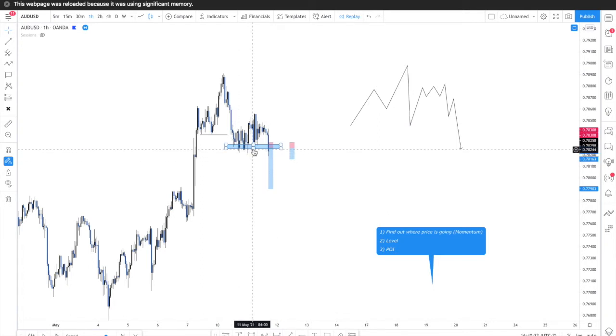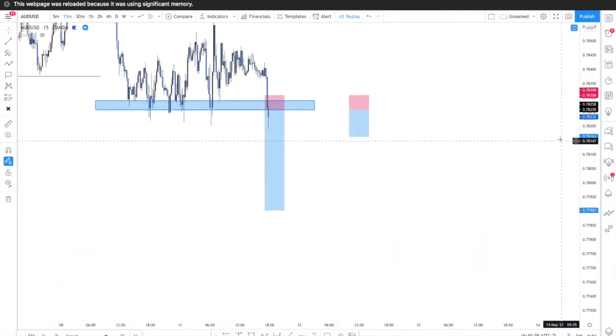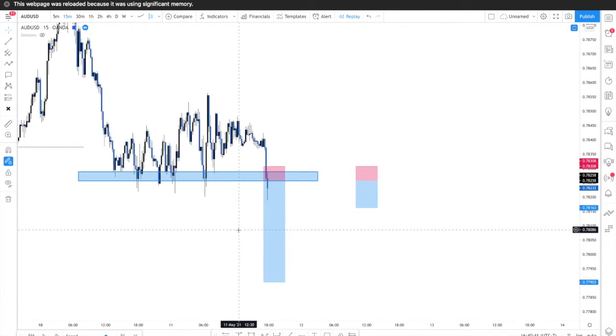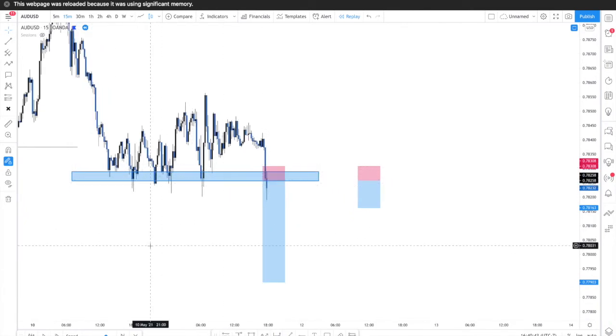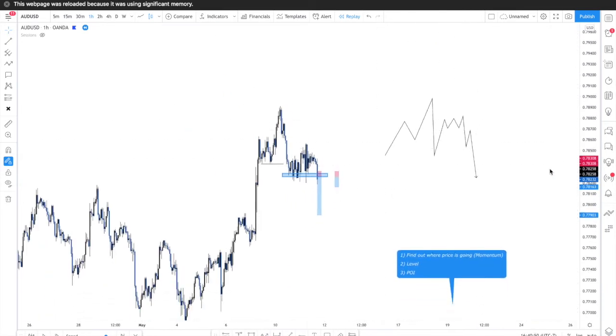Then we have this level created on the 1 hour. This is where we go into the 30, the 15, and then if necessary the 5, but it's not necessary here. So level, hidden supply, POI, and then boom, that's it. Price is telling us where it wants to go. We find a level and a POI and take the trade.